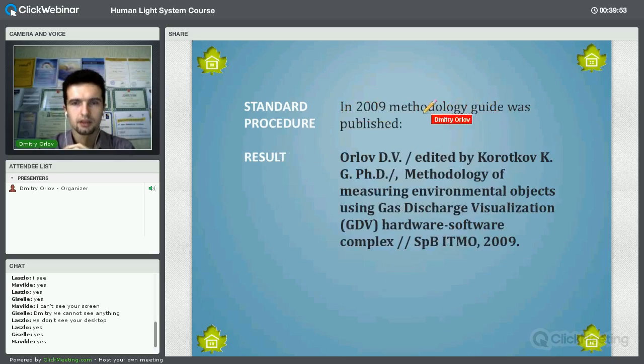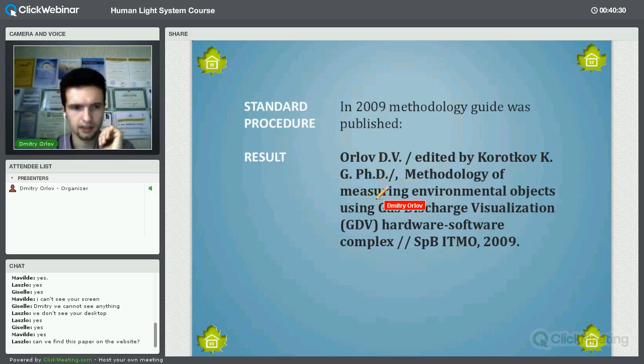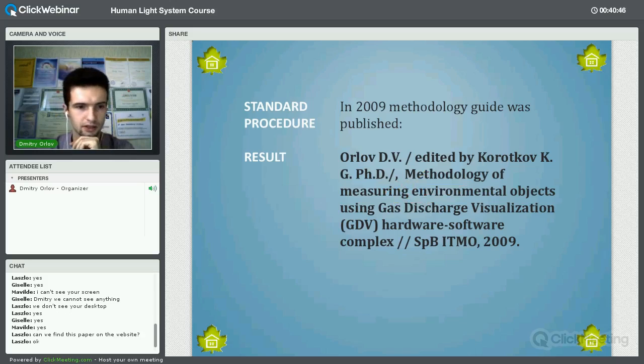In 2009 a methodological guide was published in Russian and in English, where all these things are described, and where it is also explained how to make the statistical analysis of the data. So how to compare two measurements, how to compare two types of measurements, like before and after, or two groups of values, the most simple ones. This methodological guide, well, I'm not sure if you can find it on the website, but if you're interested, just write me an email, and I will send you this methodology guide. Okay?